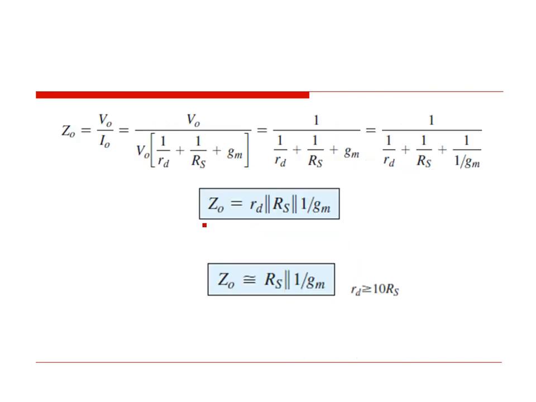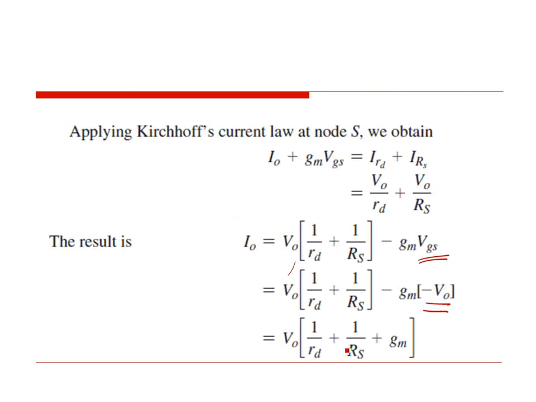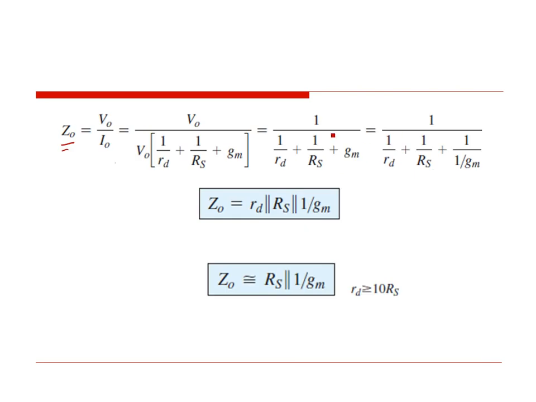Now what is Z naught? If you got V naught and I naught, then Z naught is the ratio of V naught to I naught. And if you write down the expression for I naught from here, you get something like this: 1 by RD plus 1 by RS plus Gm, and this is nothing but the parallel combination of these three resistances or impedances. So what is the output impedance? It is a parallel combination of RD, RS and 1 by Gm. If RD is greater than 10 times RS, then this expression becomes Z naught equal to RS parallel to 1 by Gm.